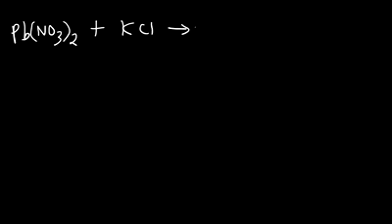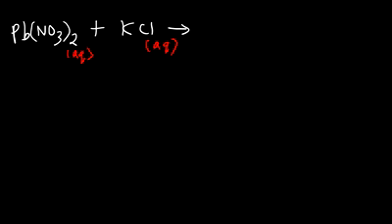In this video, we're going to talk about how to write net ionic equations. So let's consider the reaction between aqueous lead-2 nitrate and aqueous potassium chloride. Now, the first thing that you need to do is predict the products of this chemical reaction.